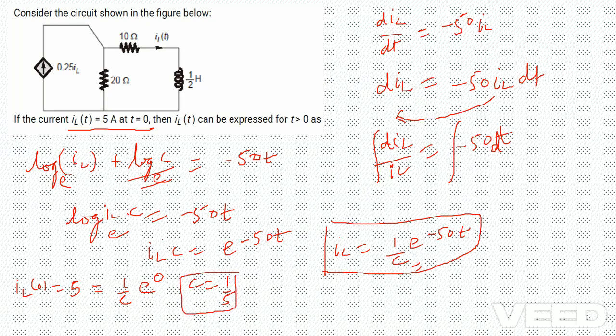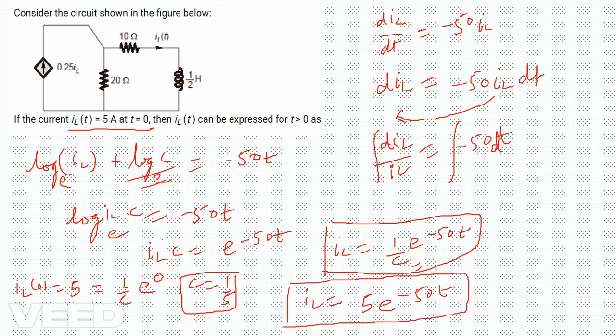Now our C is also calculated. Now I can put this value here. So I get IL is equal to 5 e power minus 50t. Now I have the expression for IL of t, which is 5 e power minus 50t.